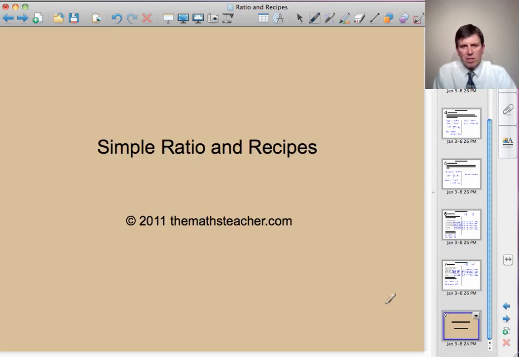That brings us to the end of this lesson on simple ratio and recipes. You'll now find an exercise to practice the techniques we've been looking at.